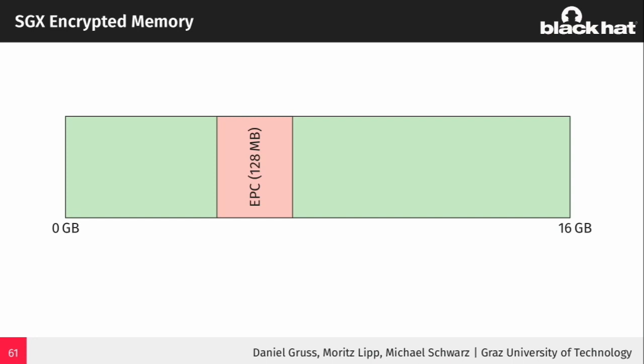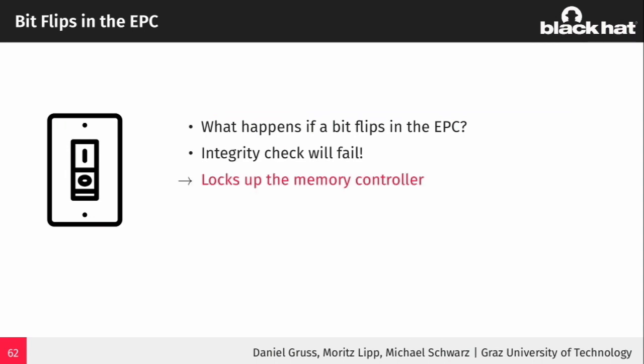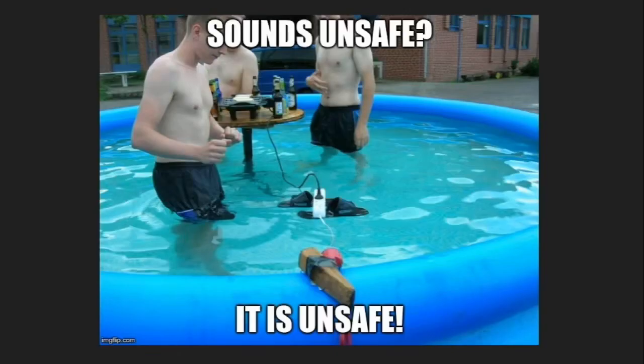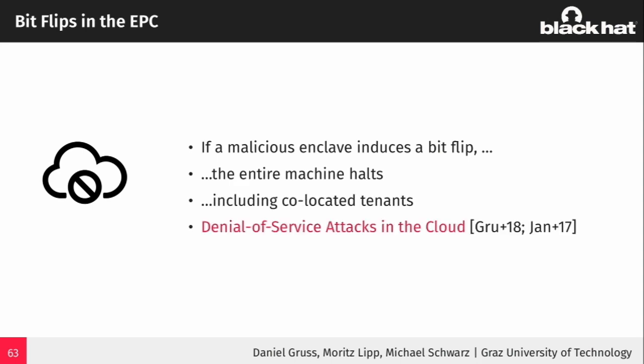And the question then, of course, is what happens if a bit flips in the EPC? Yeah, so as I said, it's integrity checked. Now we flip a bit, so the integrity check will fail. Makes sense. But it then locks up the memory controller, which means that we cannot do any further memory access. So the system halts immediately and we need to manually reboot it. Sounds unsafe? It is unsafe. Especially in a cloud environment. Okay, so if a malicious enclave induces a bit flip, the entire machine halts, even in the cloud, which allows us to mount denial of service attacks in the cloud on co-located tenants.